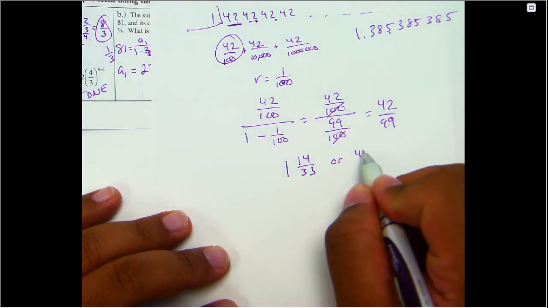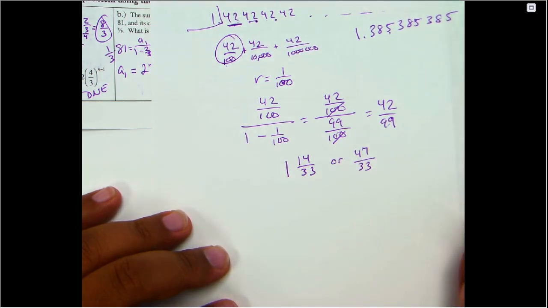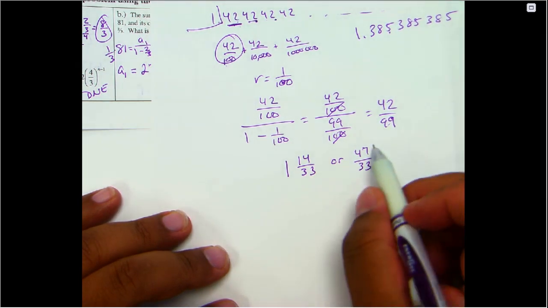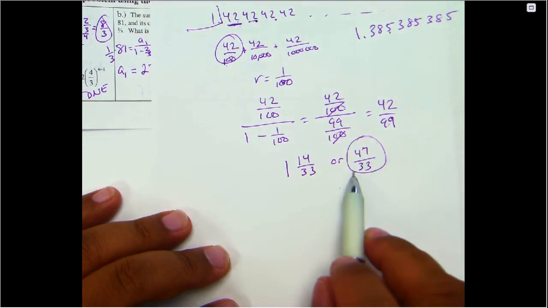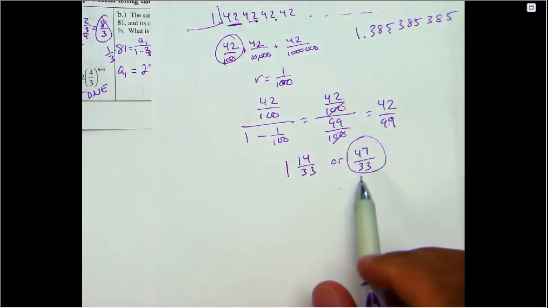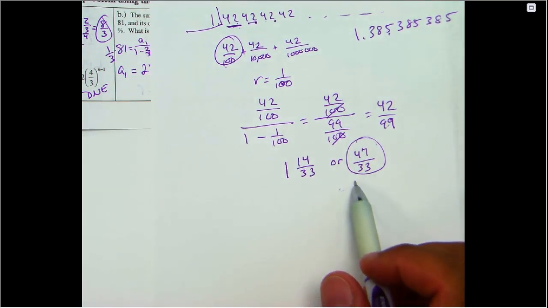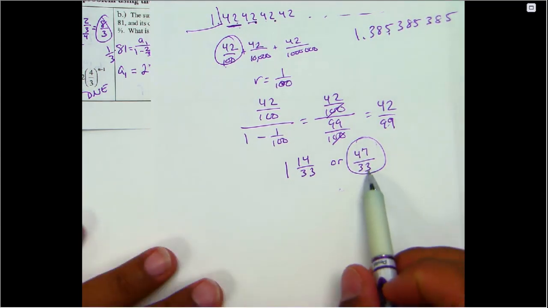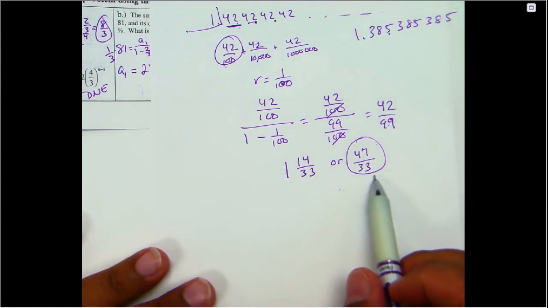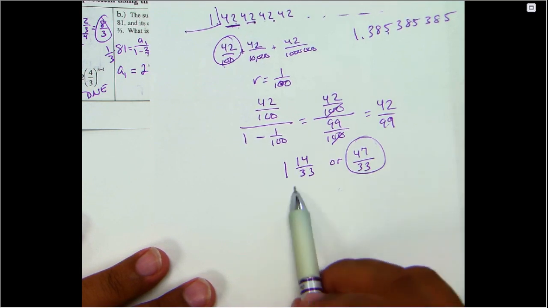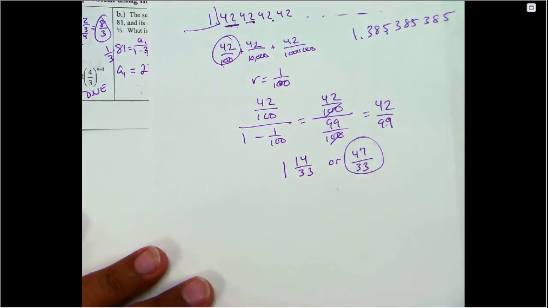Or it's 47 over 33. Most of the time, you're going to see the answer like this as an improper fraction. So this would probably be the answer that's more common. You guys remember how to convert mixed numbers to improper fractions? Okay. Huh? All right.